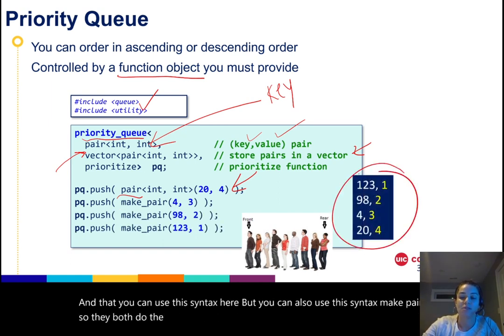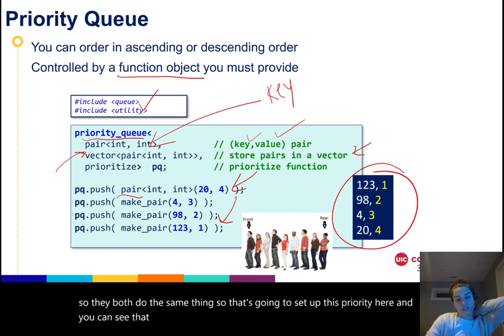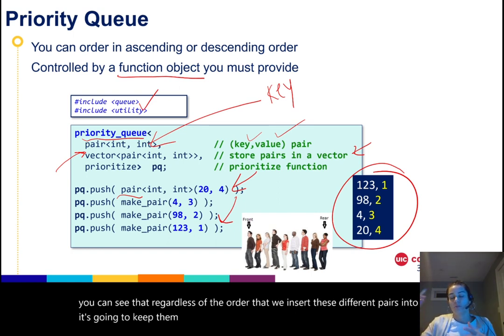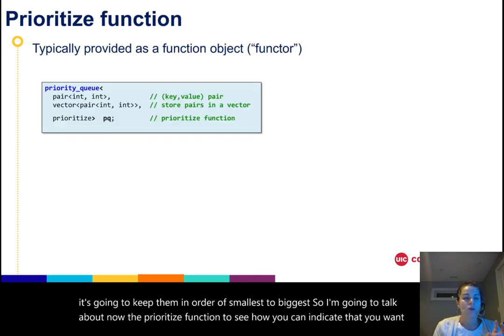So that's going to set up this priority queue here, and you can see that regardless of the order that we insert these different pairs into it, it's going to keep them in order of smallest to biggest. So I'm going to talk now about the prioritize function to see how you can indicate that you want it sorted in this order.